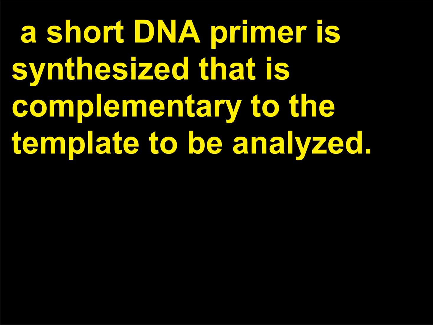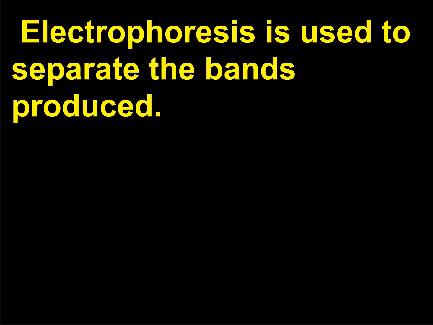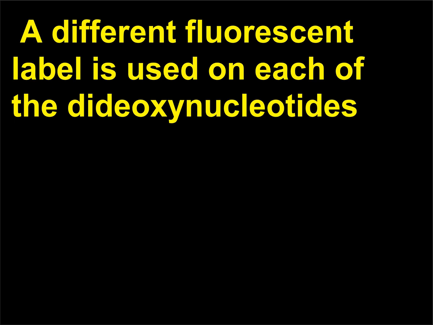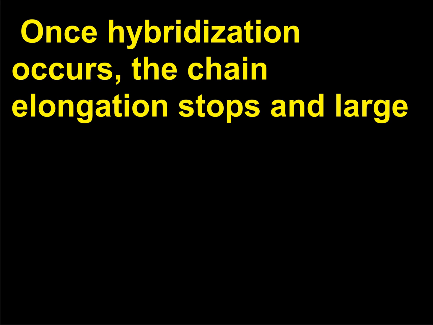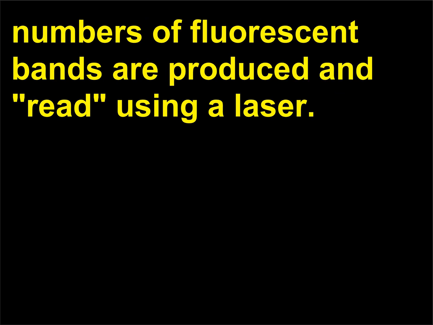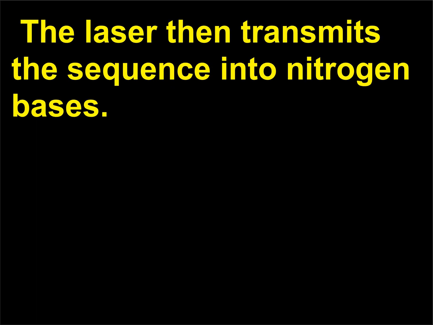In the automated process, a short DNA primer is synthesized that is complementary to the template to be analyzed. Electrophoresis is used to separate the bands produced. A different fluorescent label is used on each of the dideoxynucleotides: adenine, guanine, thymine, cytosine, and these are added to the template. Once hybridization occurs, the chain elongation stops and large numbers of fluorescent bands are produced and read using a laser. The laser then translates the sequence into nitrogen bases.